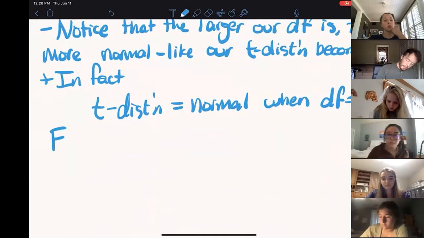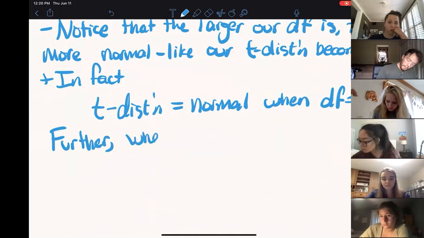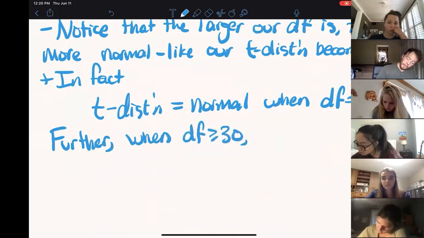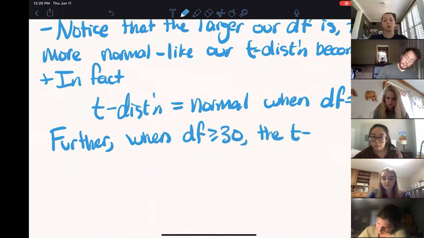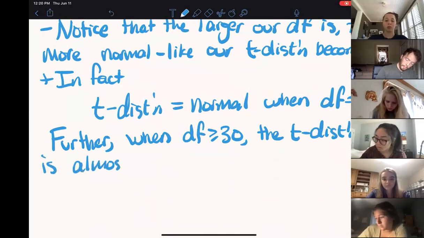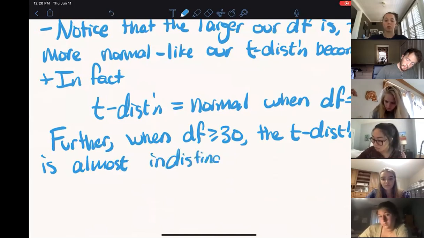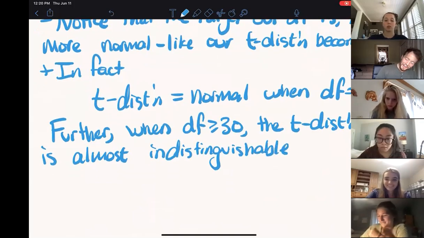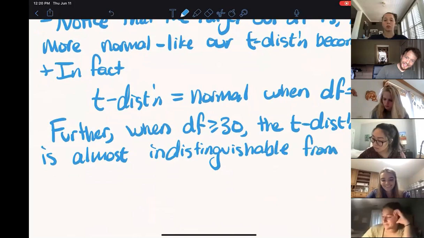And further, I'm going to mention, when degrees of freedom is greater than or equal to 30, the t distribution is almost indistinguishable from the normal distribution.